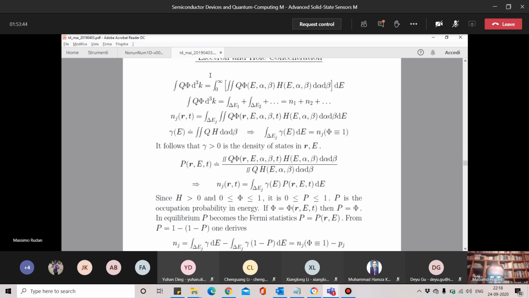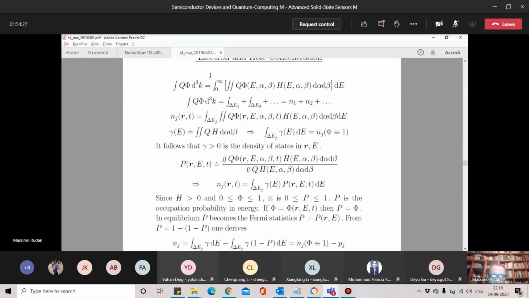The dependence on R may be left because if, for instance, the semiconductor is non-uniform in space, we may still have a dependency on R in the equations. So this calculation looks difficult, but it is just a matter of definitions, a way to define formally the probability of occupation in energy in general, and provide the expression of the concentration of a single band.